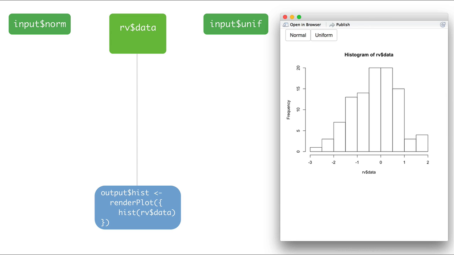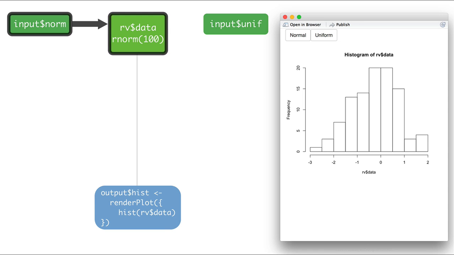it looks like this. We have a reactive values list that I created with one element named data, and downstream from that list is a histogram created with renderPlot. It takes a dependency on this rv$data object. When I click either of these buttons, it just overwrites the value of rv$data. If I click the norm button, that's the one that says normal, it overwrites that value with 100 random normal variables.